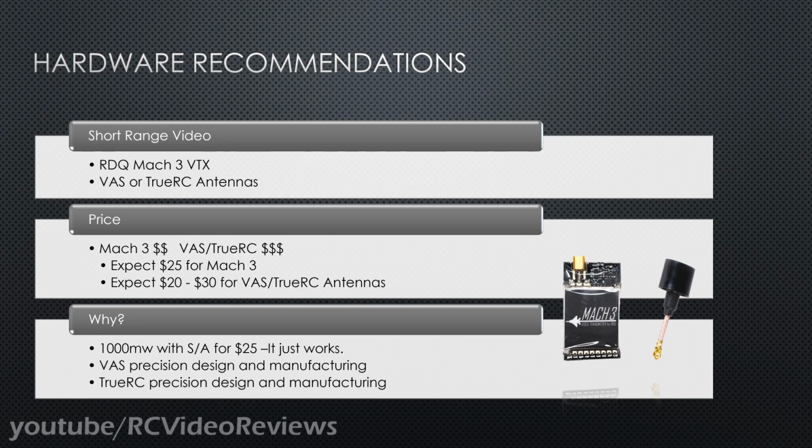On the price side, I gave the Mach 3 $2 signs and the VAS and True RC antennas $3 signs. You can expect to pay about $25 for a Mach 3 and $20 to $30 for VAS and True RC antennas. Why did I pick this combo? The Mach 3 supports 1000 milliwatts with smart audio for $25 and it just works. When it comes to the antennas, you just can't beat Video Aerial Systems and True RC for precision design and manufacturing. They just make the top shelf stuff.